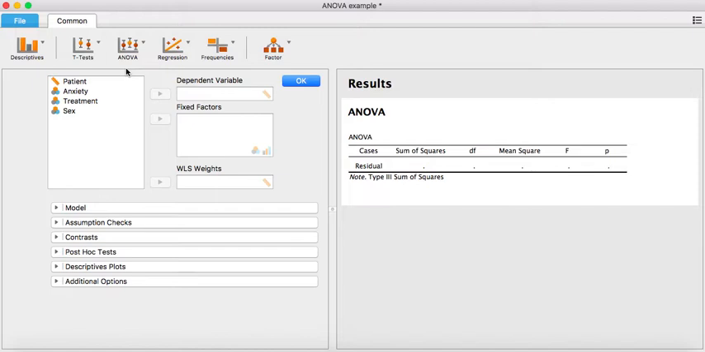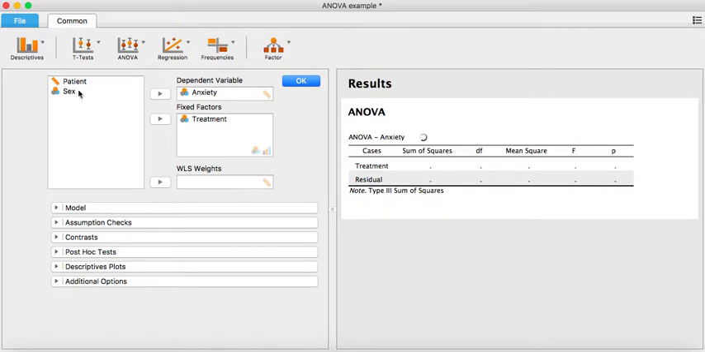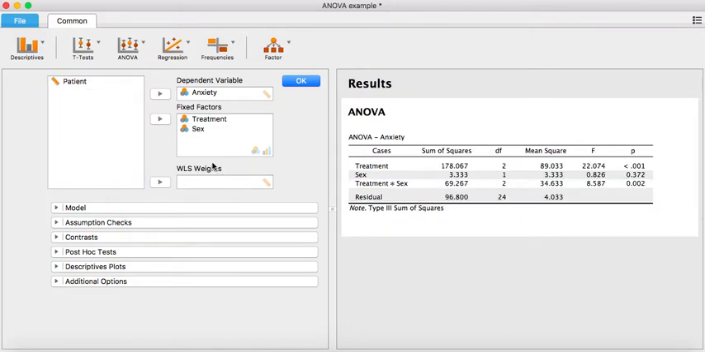Our dependent variable here is going to be anxiety. So we're going to move anxiety to the dependent variable box. And then our independent variable is going to be treatment. And we're also going to move sex here, okay? We're not putting sex in WLS weights. We are going to ignore WLS weights in this class, okay? So let's take a look.